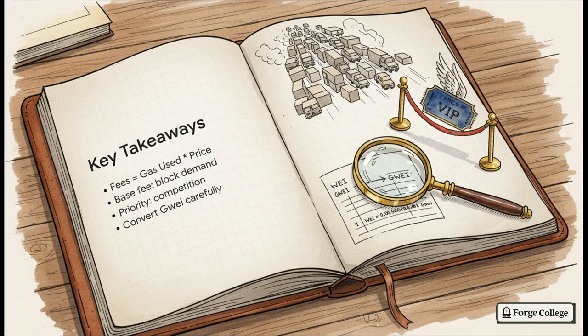So keep these core principles in the back of your mind. Base fees explain systemic network congestion. If the base fee is high, the whole network is crowded. Priority fees, however, are your tactical lever for competitive inclusion. It's exactly how you jump the queue. And above all else, always double-check your gwei-to-wei conversions.